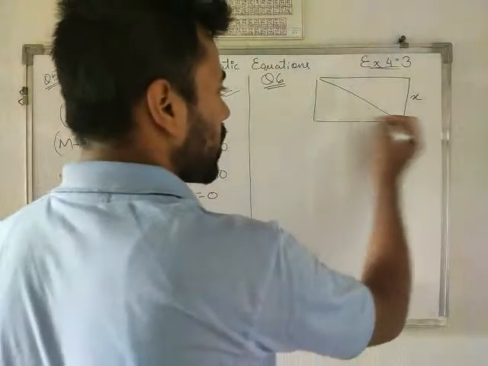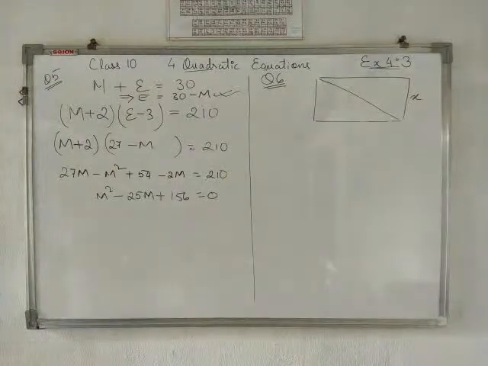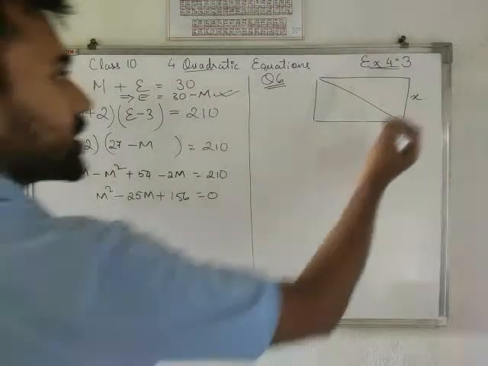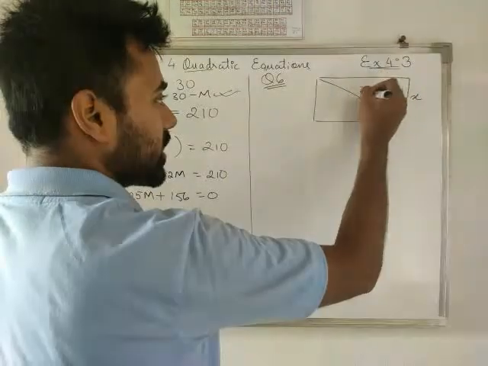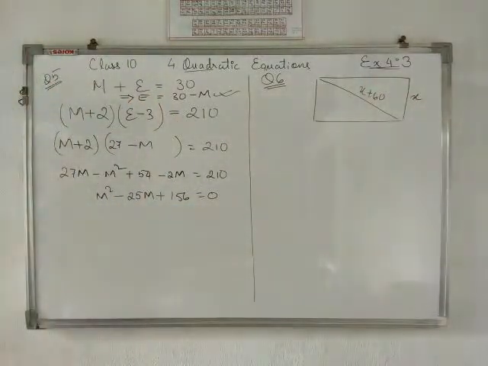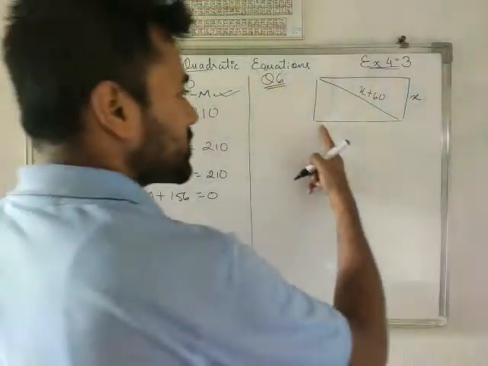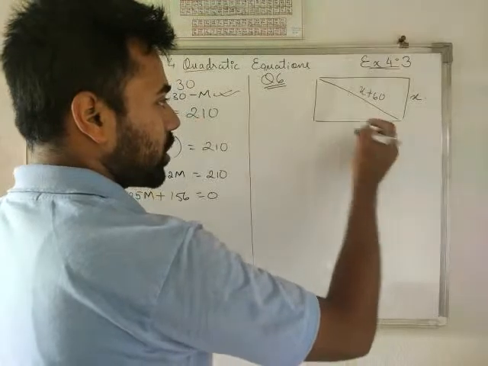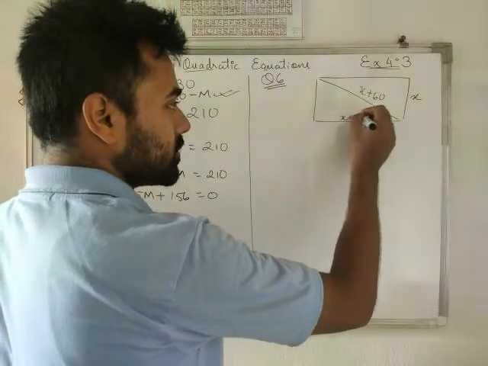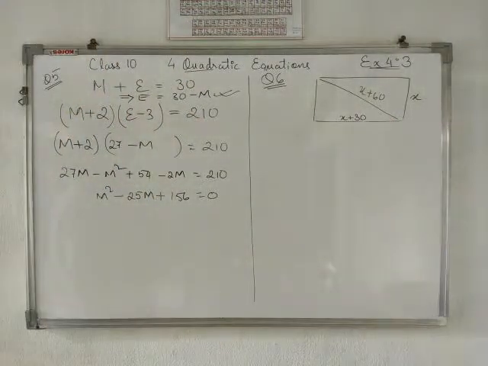First the diagonal. The diagonal is 60 meters longer than the shorter side. So this is the diagonal, x plus 60. Understood? And this one is the longer side, which is x plus 30. So which property will we be using here? Please comment, students. Can anyone comment which property we will be using here?